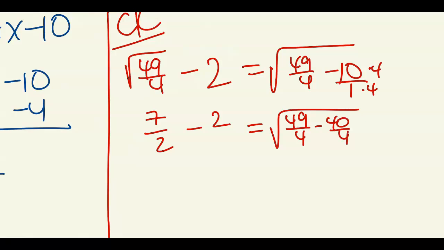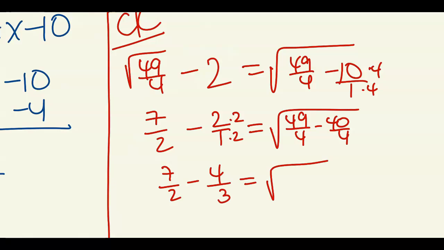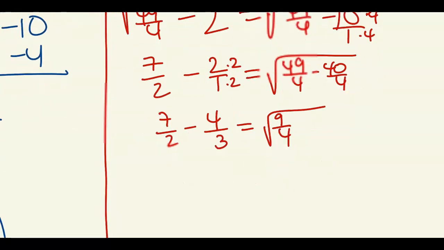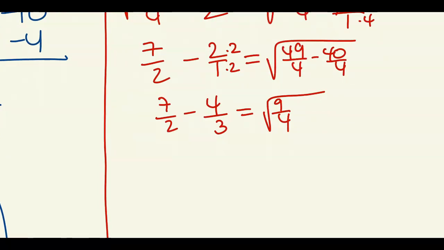Okay, well, I'm going to have to do another thing as well. On the left-hand side, I need to make sure that I can actually subtract both of these without a calculator. So we're going to put this over 1, and I'm going to multiply it by 2, so I can have a common denominator. So we'll make the 7 over 2 minus 4 over 2 equals the square root of 49 minus 40 is 9 over 4. Once I have that, I'm just going to simplify. So 7 minus 4 is going to give me 3. Whoops. This should be a 2, not a 3.